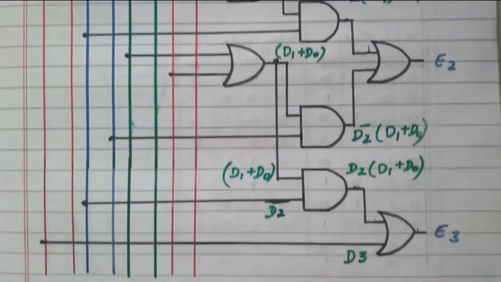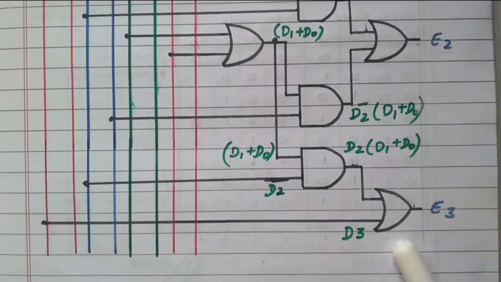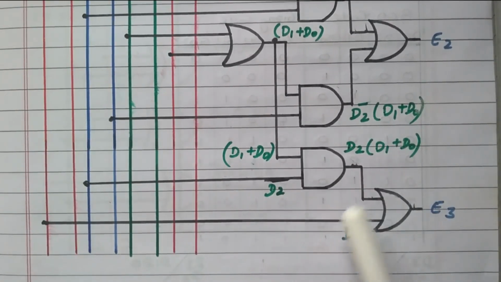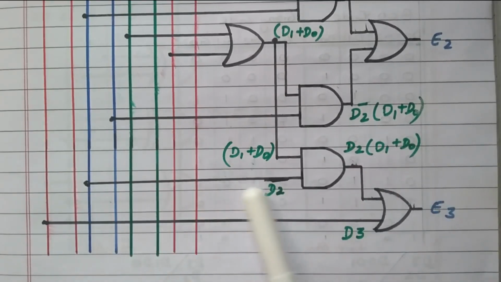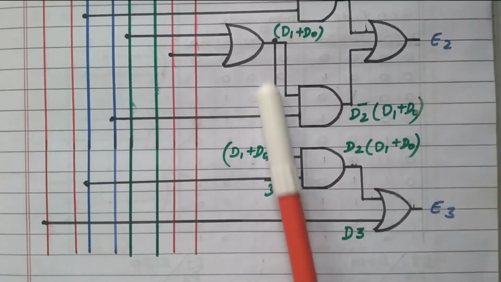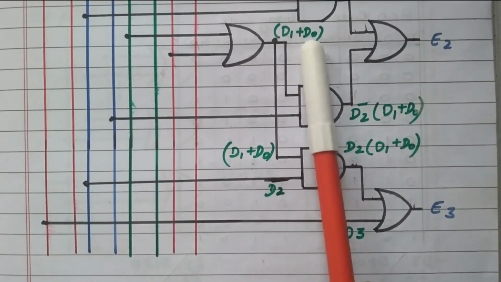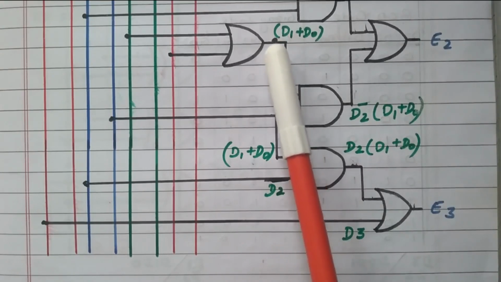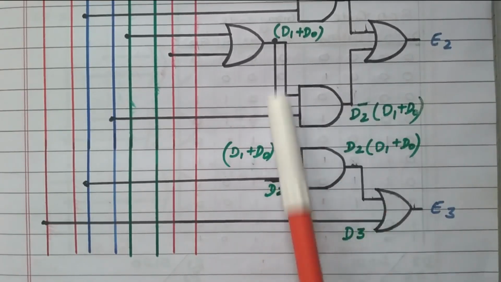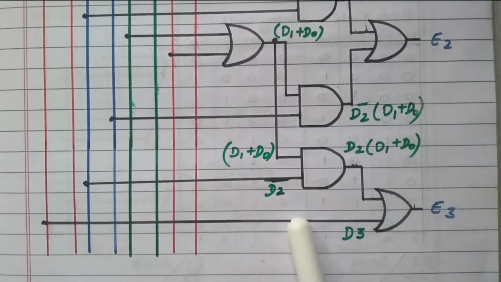Now we'll go to E3. What is the value of E3? It is nothing but the sum of these two, D3 plus D2 of D1 plus D0, right? So this OR gate will add these two functions. D3 is connected directly. How do we get D2 of D1 plus D0? D2 is connected here, and D1 plus D0 is available in this OR gate, so that is connected. This D1 plus D0 is commonly available for D2 as well as D3, so we use this output commonly for E2 as well as E3, right? By adding these two, we got the value of E3.